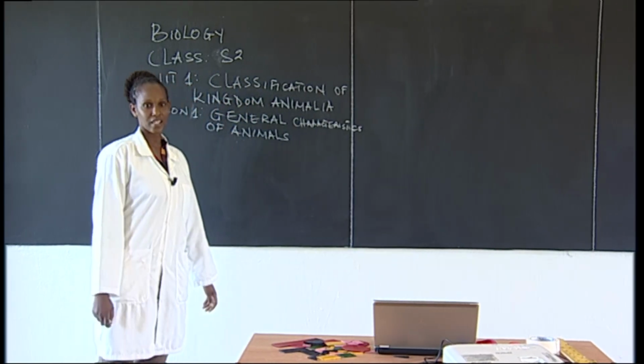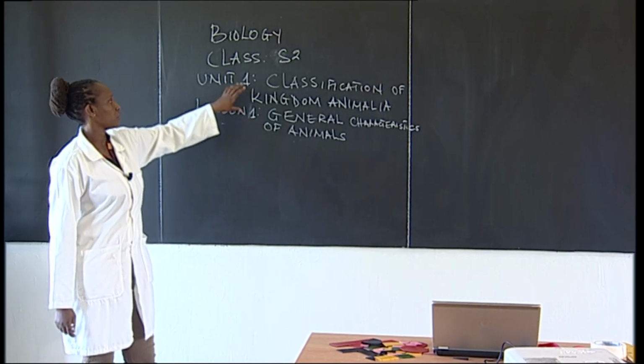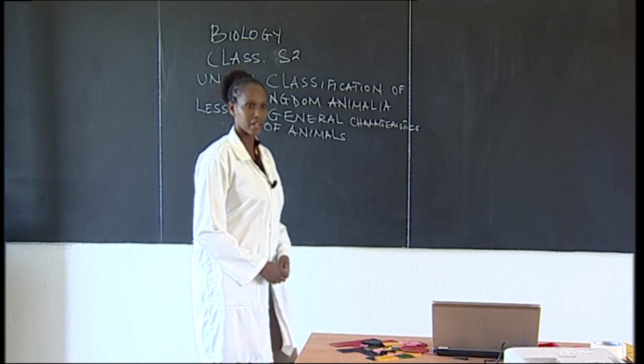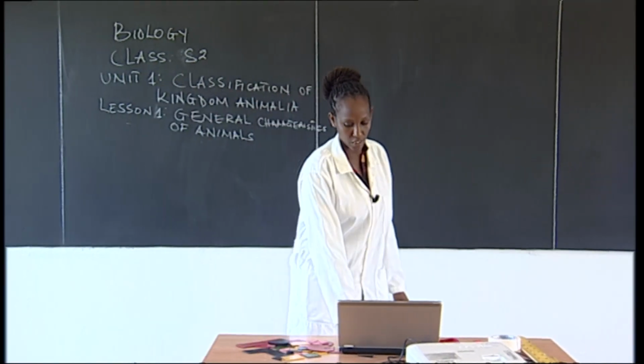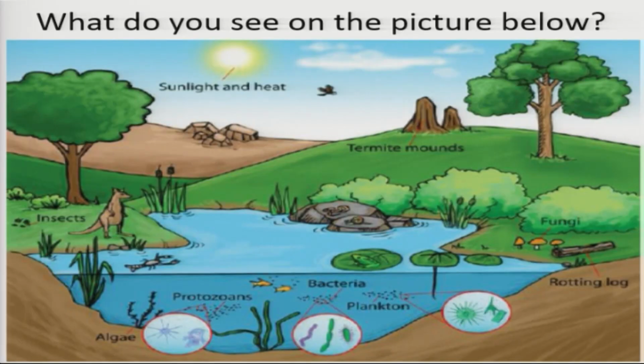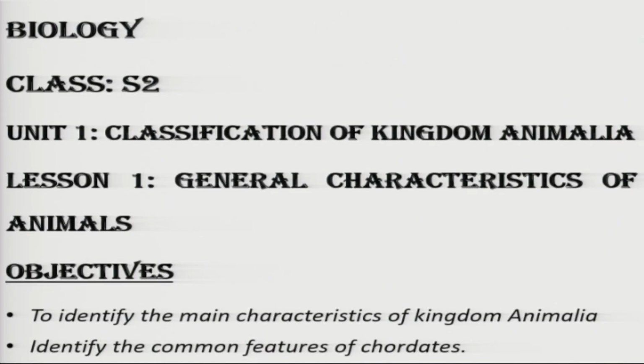Today we are going to study Unit 1, which is classification of kingdom Animalia. The objective today is to identify the main characteristics of kingdom Animalia.